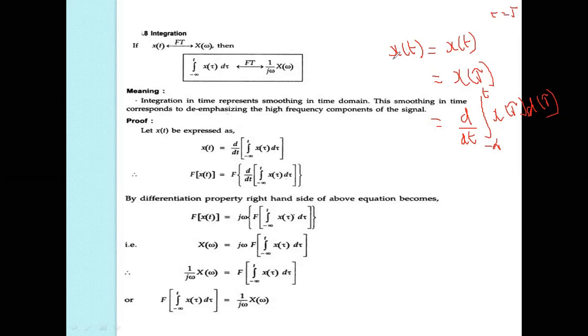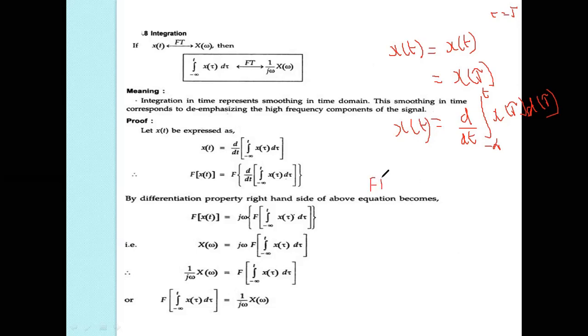First of all, I take x of t is equal to x of t, and I replace t with tau, and without changing the previous expression, I apply the derivative and integral. Derivative and integral together give the same signal, x of tau. Here x of t is equal to d by dt of the integral from minus infinity to t of x of tau d tau. Apply the Fourier transformation on both sides.